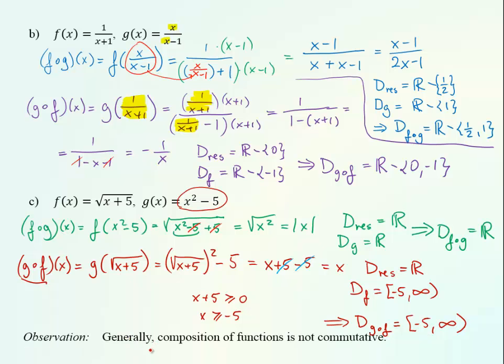Let's make an observation. We calculated both f of g and g of f, and most often we didn't actually get the same answers. For example, in b, one composition was this much, the other composition was totally different, that much. Here we have very similar ones, but still not quite the same, because this is x, this is absolute value of x. So generally, composition of functions are not commutative. You can't interchange the order.